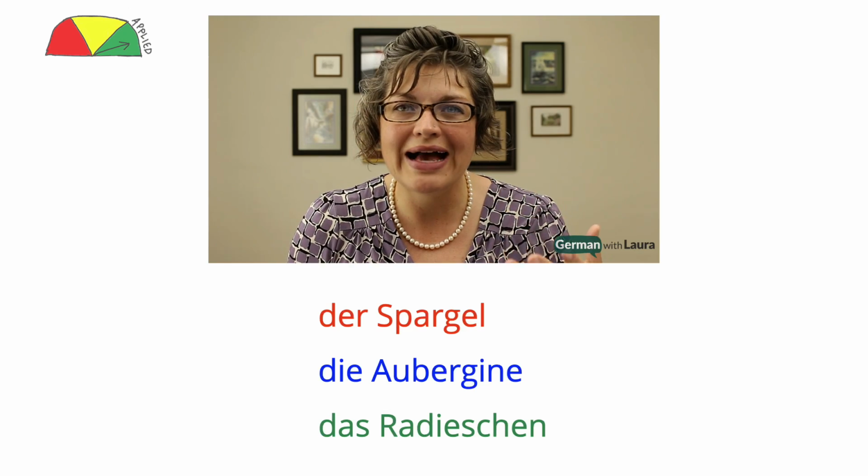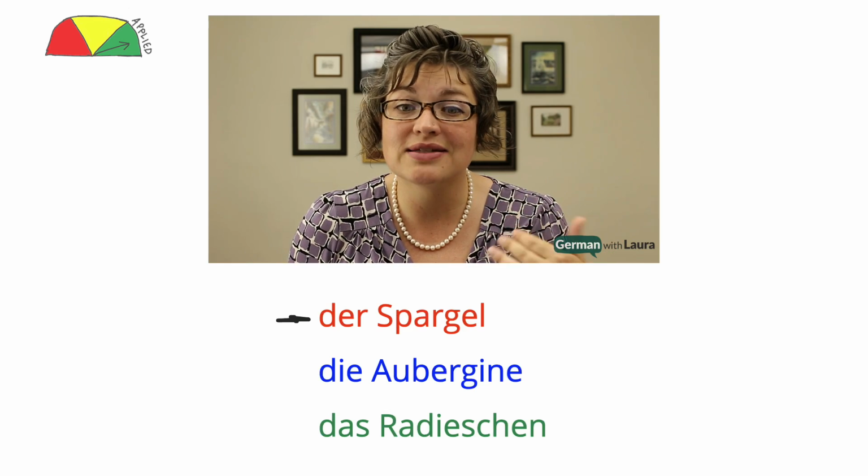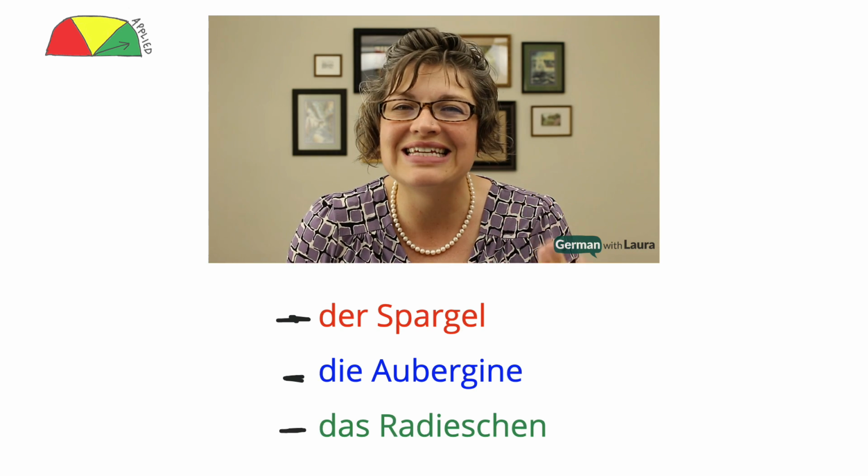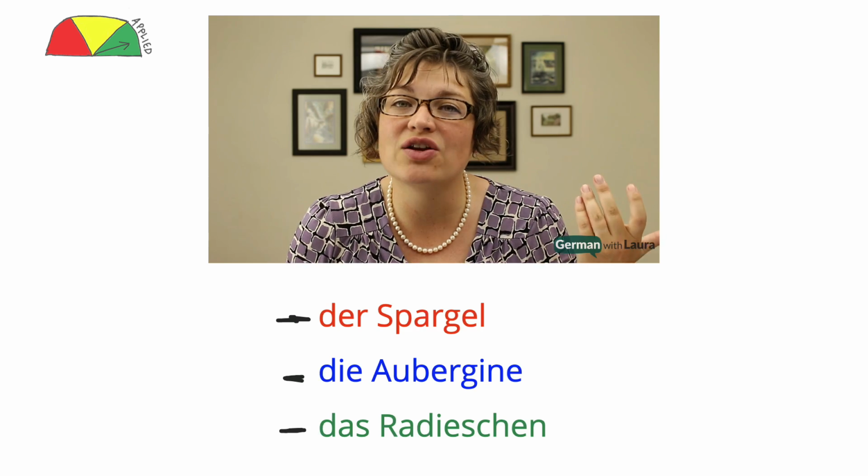Every singular noun in German will be either masculine, feminine, or neuter, and I like to color code this information. Okay, der Spargel, red, to indicate it's a masculine noun, die Aubergine, blue, to indicate it's a feminine noun, das Radieschen, green, to indicate that it is a neuter noun.